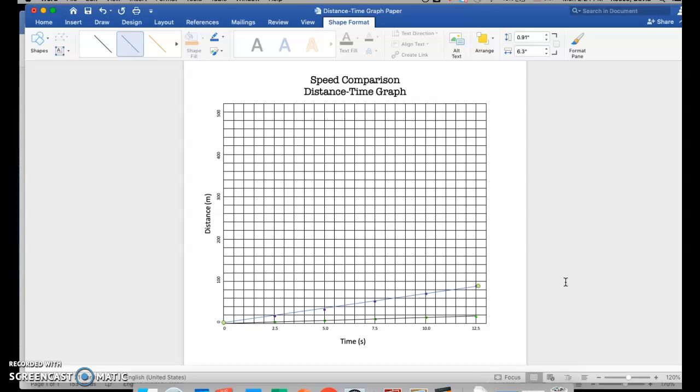Okay, so what you're going to do, I have the first 2 lines done for you. You're going to do the same thing for the next 3 lines. Okay, again, if you have colored pencils, that would work awesome.